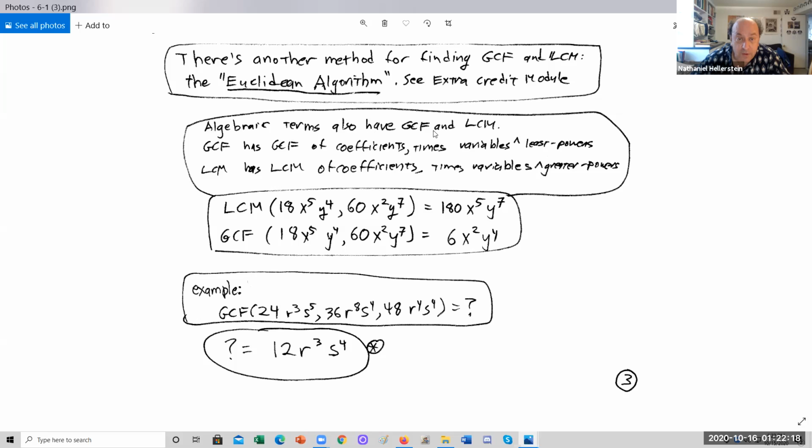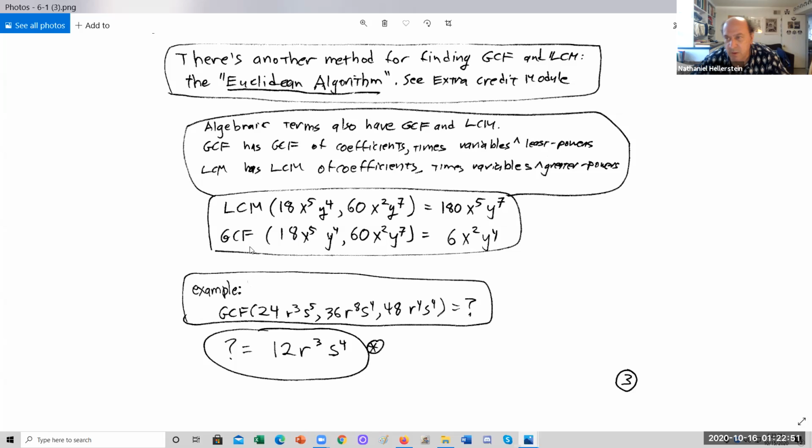Now, you can also find greatest common factor and least common multiple for algebraic terms. GCF has the GCF of the coefficients times variables to the lesser powers. LCM is the LCM of coefficients times variables to greater powers. So for example, here's 18x to the 5th y to the 4th, and 60x to the 2nd y to the 7th. 18 and 60 have an LCM of 180. For 5 and 2, we put a 5 here. For 4 and 7, we put a 7 here.